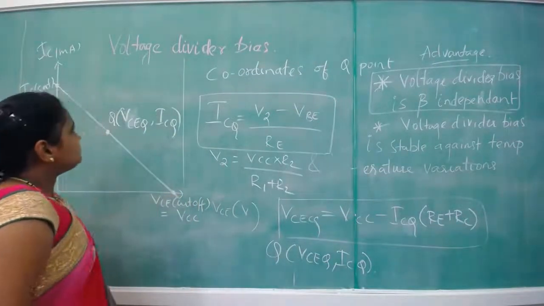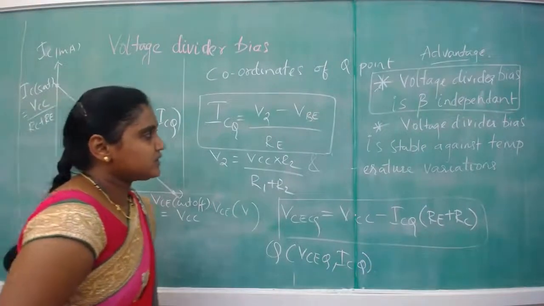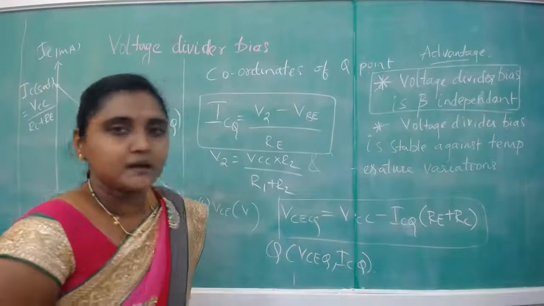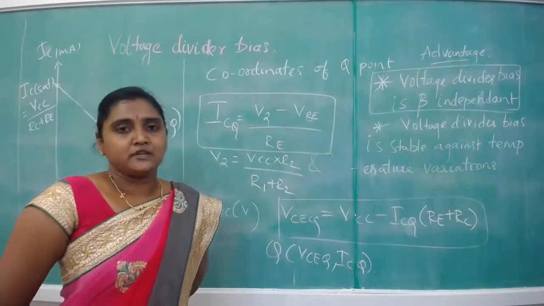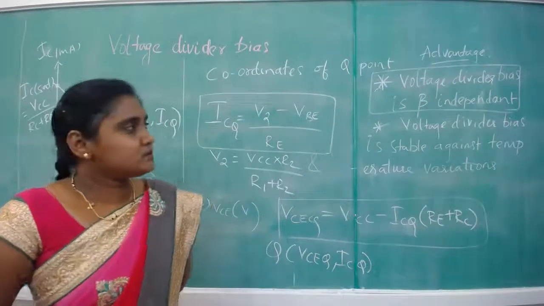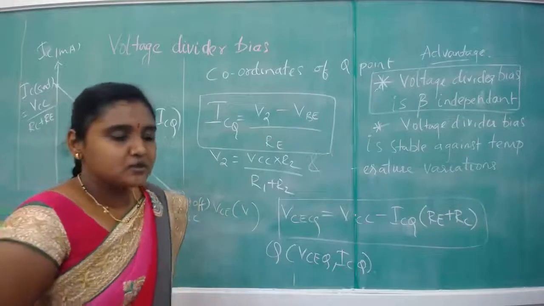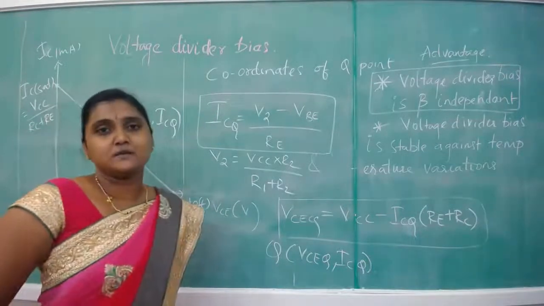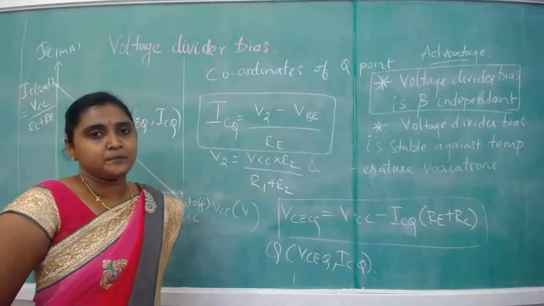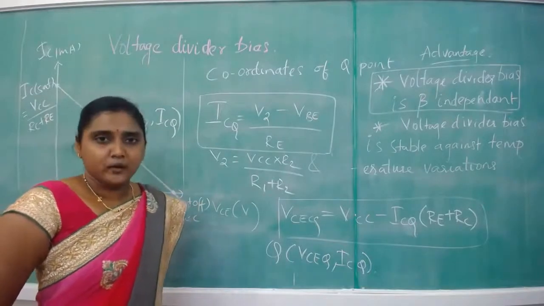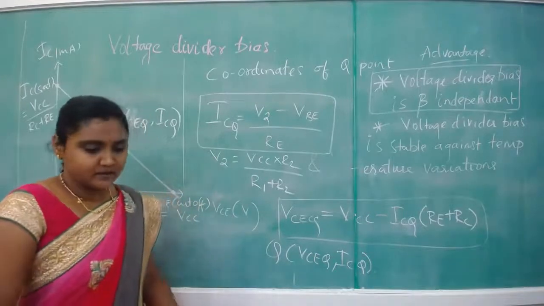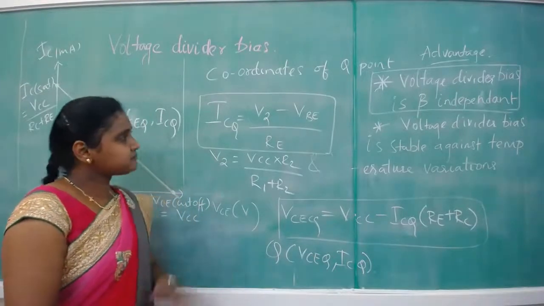About the disadvantages, of course, there are more resistors compared to a normal configuration, which used only 2; this one uses 4. As it is using more resistors, the calculation or the analysis of the circuit becomes a little complex. The calculations become quite lengthy and complicated. Those are the two disadvantages of the voltage divider bias.